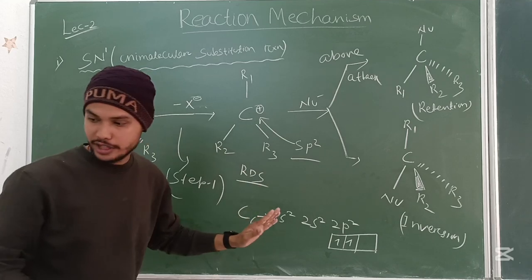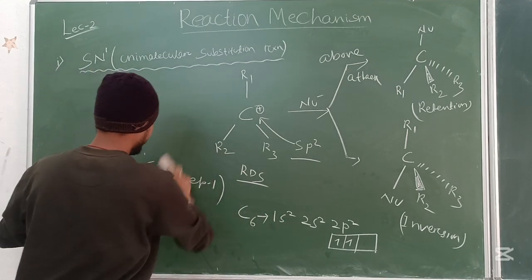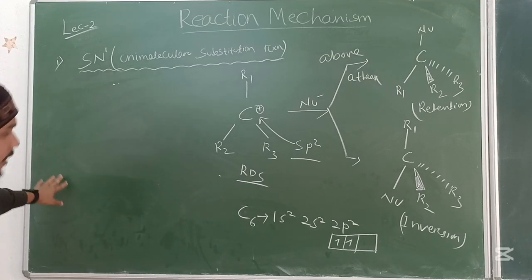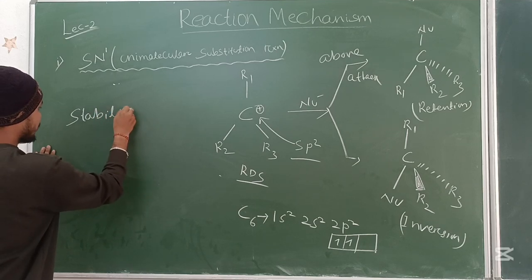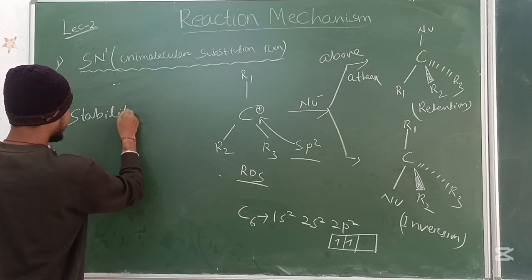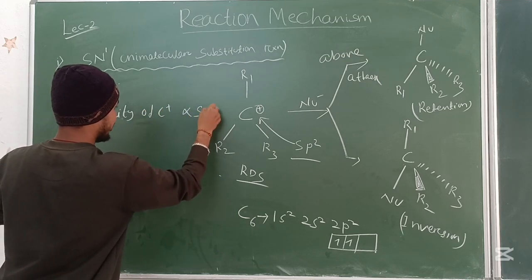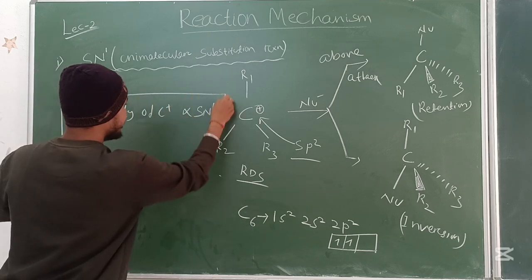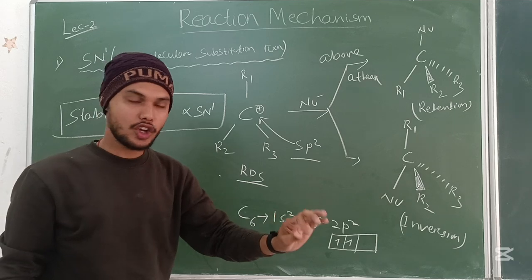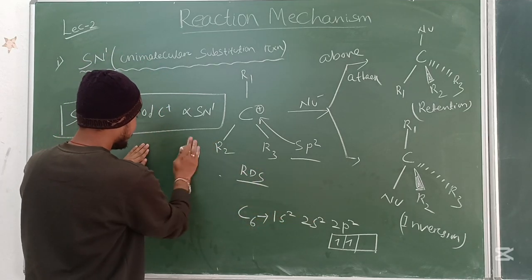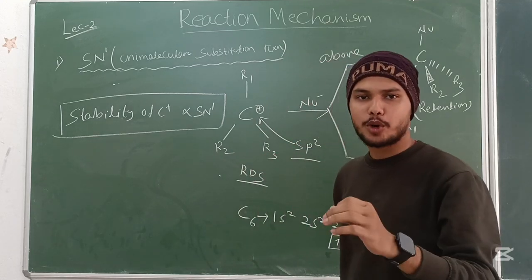That means we may conclude that the stability of carbocation is directly proportional to the SN1 reaction. If the stability of the carbocation increases, the SN1 reaction is faster. So in this SN1 reaction, basically a polar protic solvent is used.